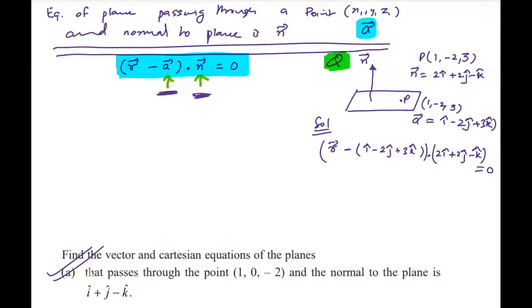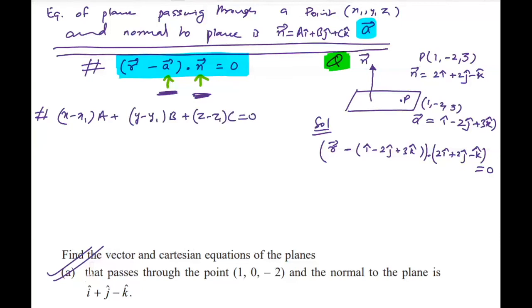If the n vector is also given, let's say n vector is a i cap plus b j cap plus c k cap. We have a formula for the Cartesian equation also. The first formula is the one in vector form. The second formula is x minus x1 multiplied by a, plus y minus y1 multiplied by b, plus z minus z1 multiplied by c, is equal to 0.